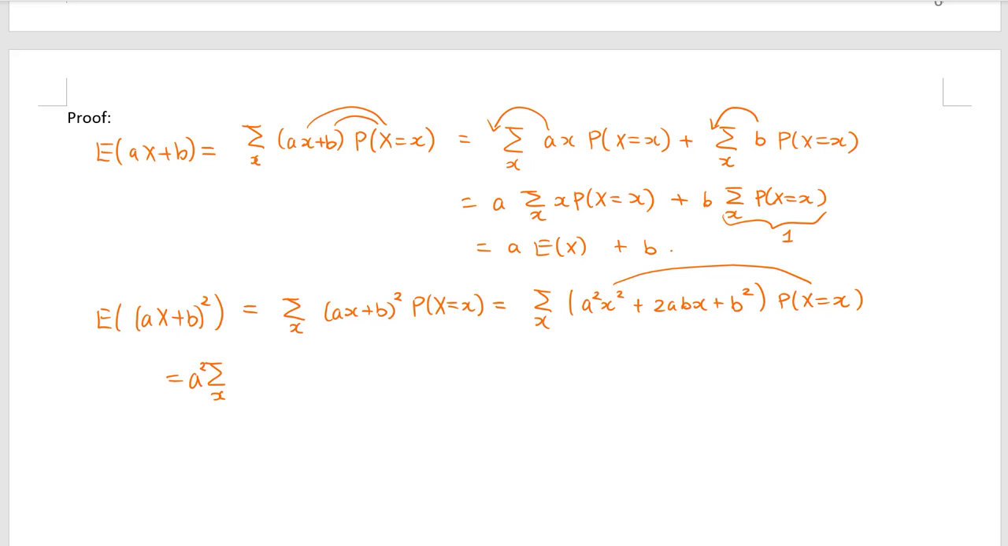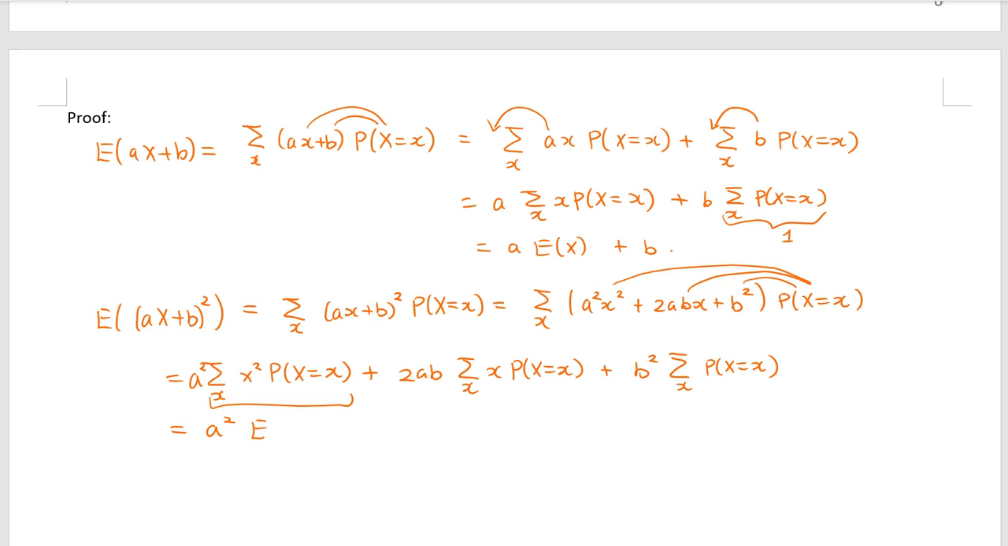Well, the a squared, because it's constant, we can move it outside of the sum. Then we just have x squared and then the probability. And then the 2ab are constant. We can move it outside of the sum. And then what's left? We just have x and the probability of x. And the b squared is constant. We can move it outside of the sum. Then we just get the probability. Now what happened? This is the second moment of x, right? And then this is the mean of x. And this is 1.